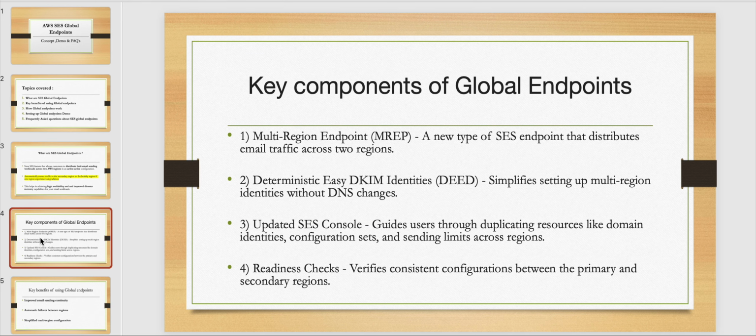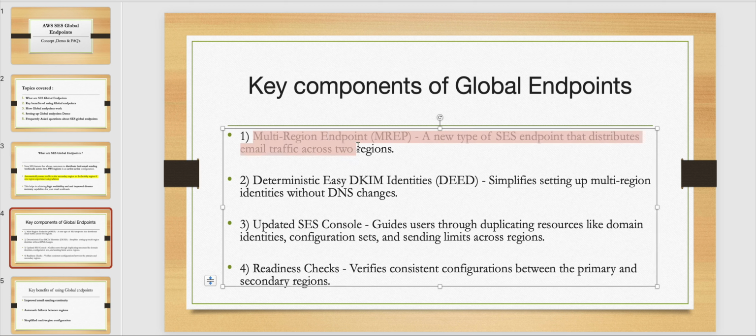Now let's move to the key components of global endpoints. When you configure global endpoints, you will get an endpoint ID that you can use to send emails. When you send emails, you would have to specify that endpoint ID. That is a multi-region endpoint ID that you will see.